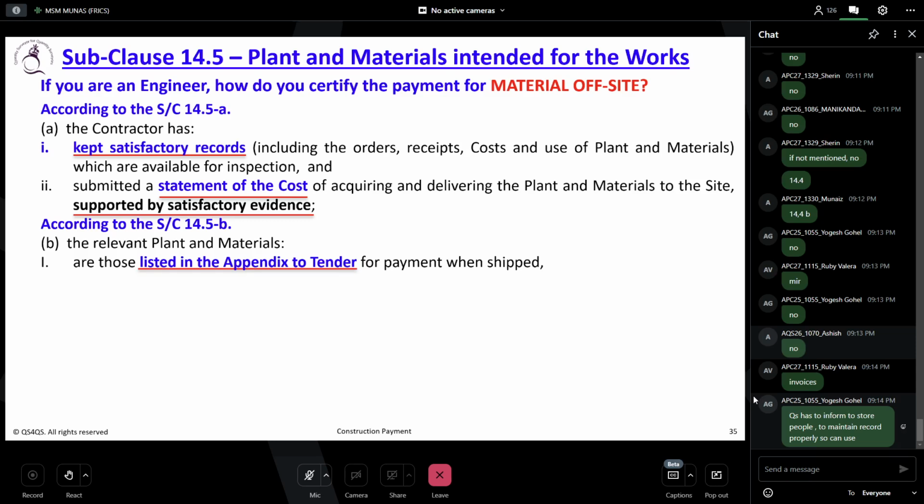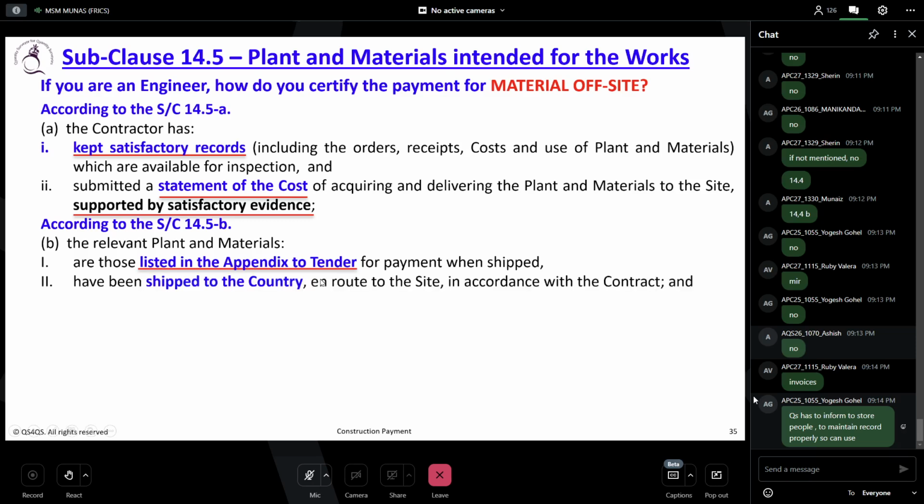Say the list is not there, still the client wants to pay them, then you have to agree a list through a supplementary agreement. So first you have to check whether the contractor is claiming approved material to be claimed for a material offsite. Do you understand? Okay, so are those listed in the appendix to tender for payment when shipped?